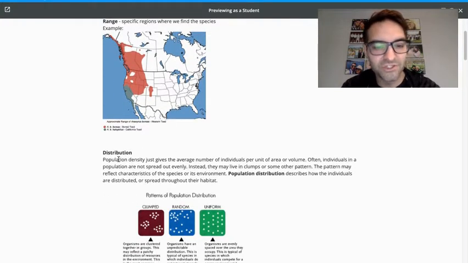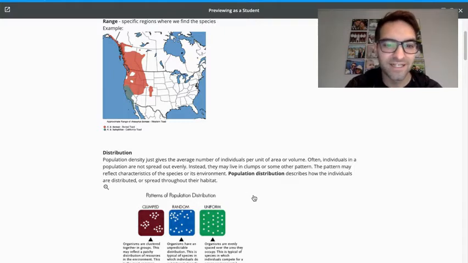Then there's distribution. So within this range, you can look at how the population is actually distributed. And so, what that's referring to, I have got this statement here: population density gives the average number of individuals per unit area or volume. So, really, it's talking about, do they group together? Do they spread out? And is there some organization to how they spread out? So, I'll talk about a couple examples, but I got this visual here for us as well.